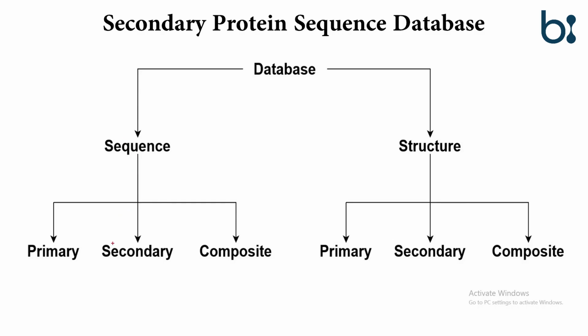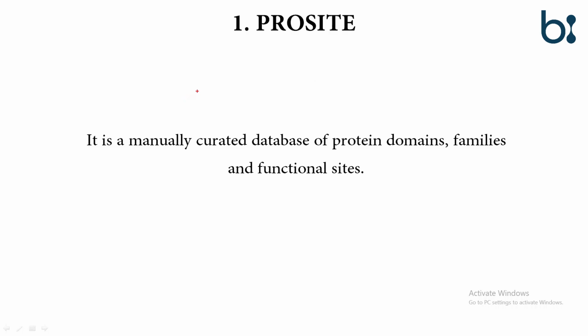In this lecture, we will discuss secondary protein sequence databases. The first database is PROSITE. It is a manually curated database which holds the information about the protein domains, families and functional sites.